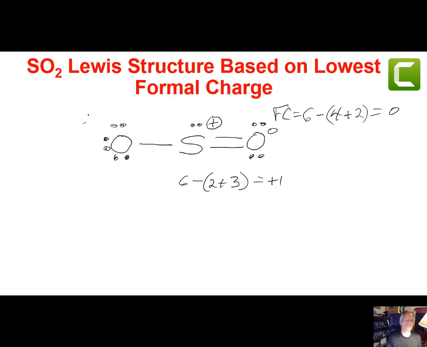If I go over here to this oxygen, I have 6 valence electrons, just like the other oxygen, and I have 6 non-bonding electrons.